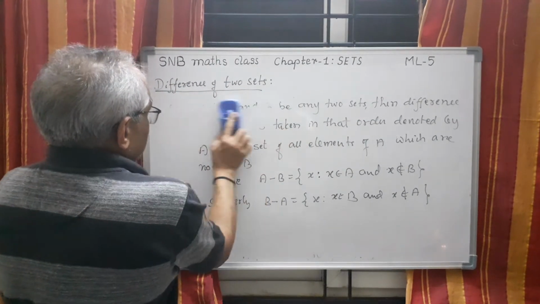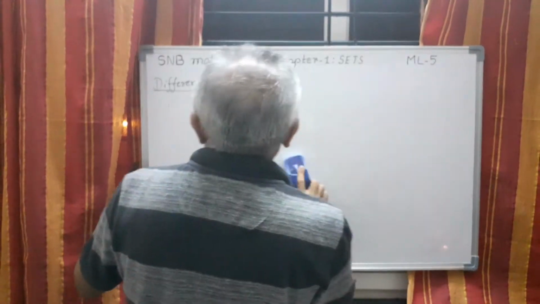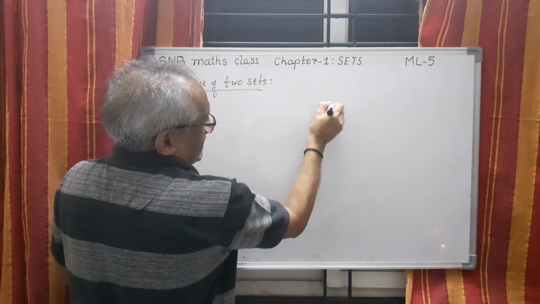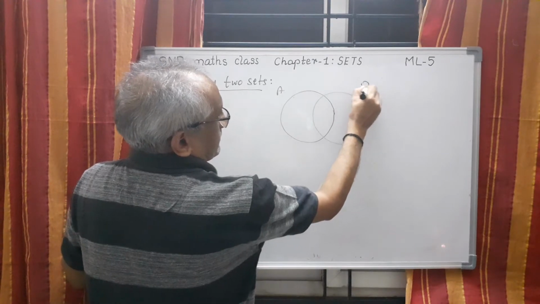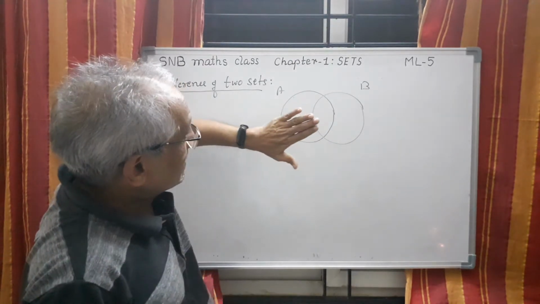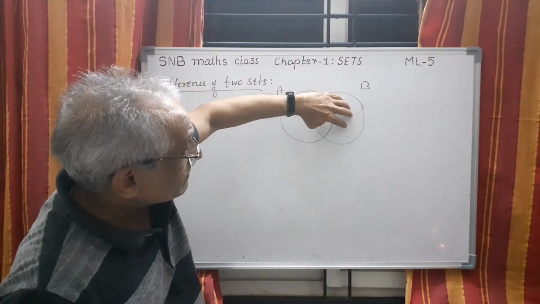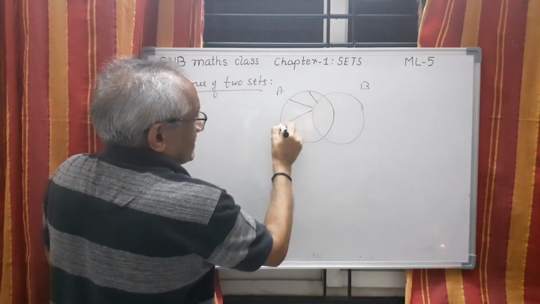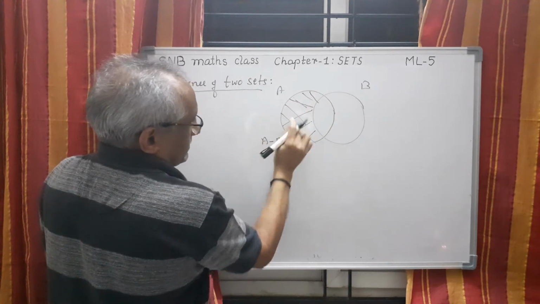Now let me take a Venn diagram. How to represent A minus B in a Venn diagram is an important thing. So let us take A, this is A, this is B. Now A minus B: what is the definition? All the elements of A I have to retain, but if an element is found here in B also, I have to remove that. That means this area is A difference B.